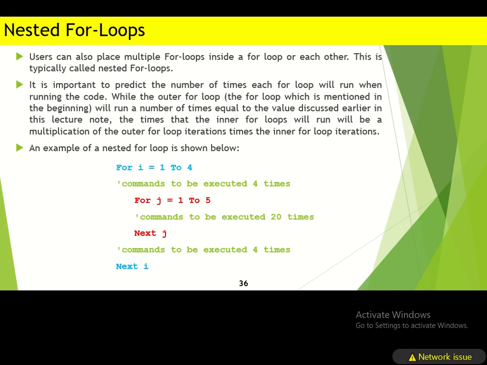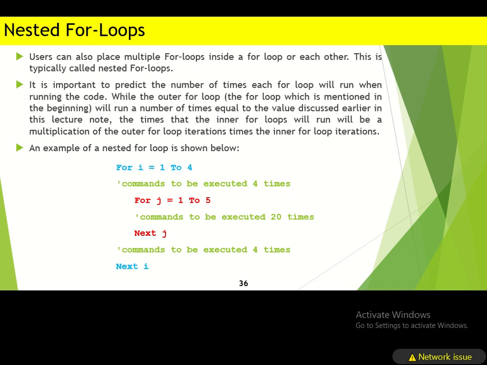Same thing here. How many values of j? 5. But 5 for each value of I. For each value of I, j will run 5 times. So total how many? 4 into 5. j will run how many times? 20 times. Got it? Clear or not?